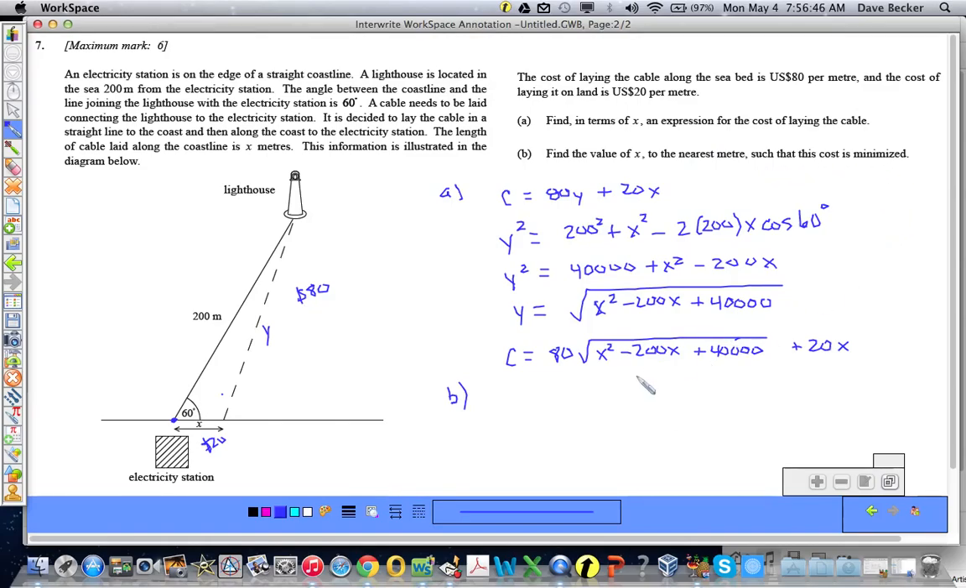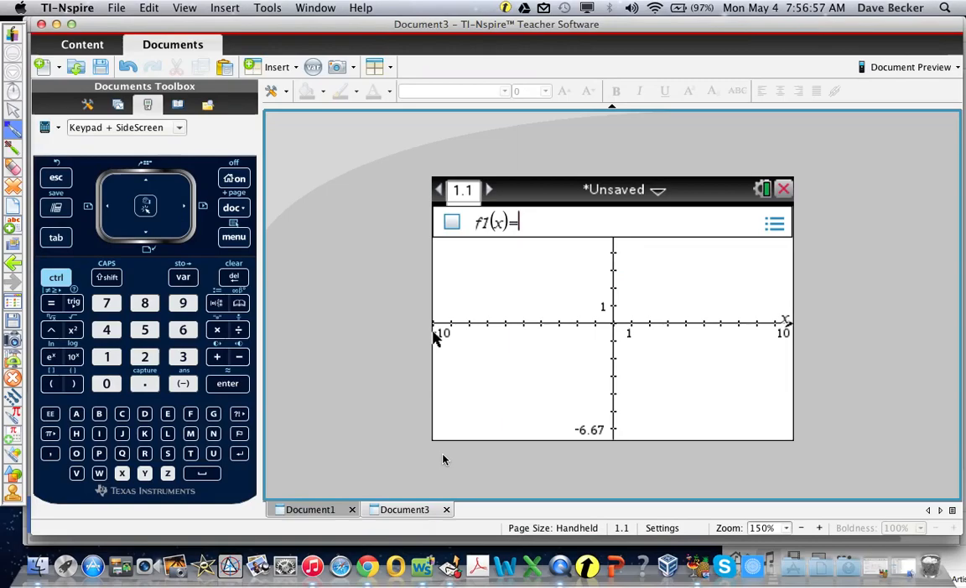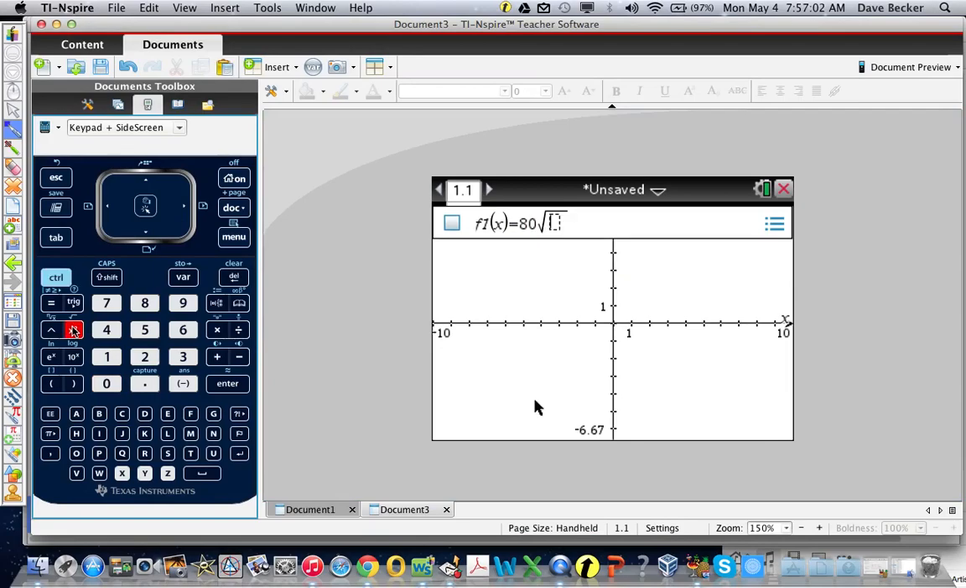This is a paper 2. If you try and take the derivative of this, set it equal to 0, and solve, you have just wasted a good portion of your life. Go to the calculator and graph it. So we are going to do 80 times the square root of x squared minus 200x plus 40,000, and then make sure you get out of the square root before you add the 20x. Check your function, looks good to me.